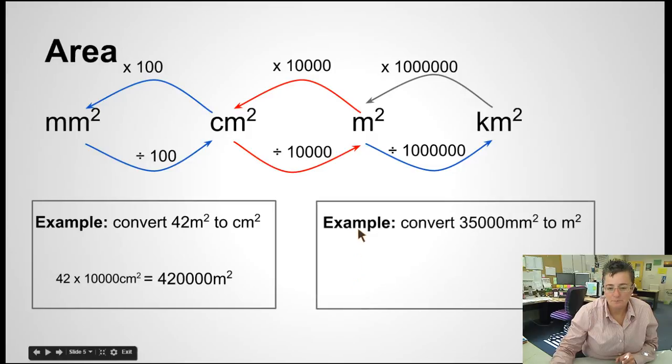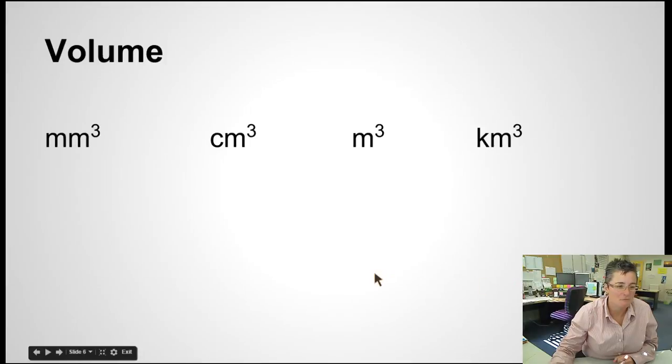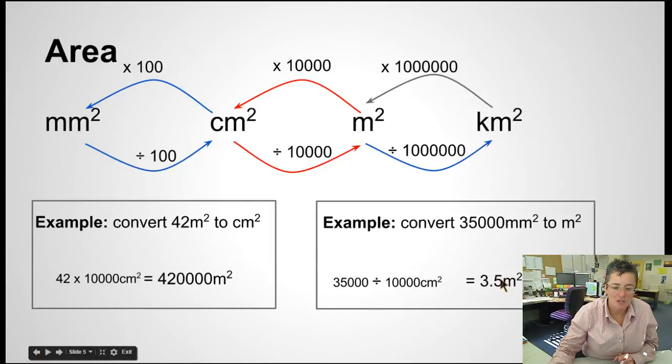And if we go from millimeters to meters, that's a big jump. So we're doing the 100 and we're doing the 10,000. So I've just gone to centimeters squared first. 35,000 divided by 10,000 is 3.5. That should be centimeters squared. And then if we were converting to meters squared, we would then divide that number again by 10,000.